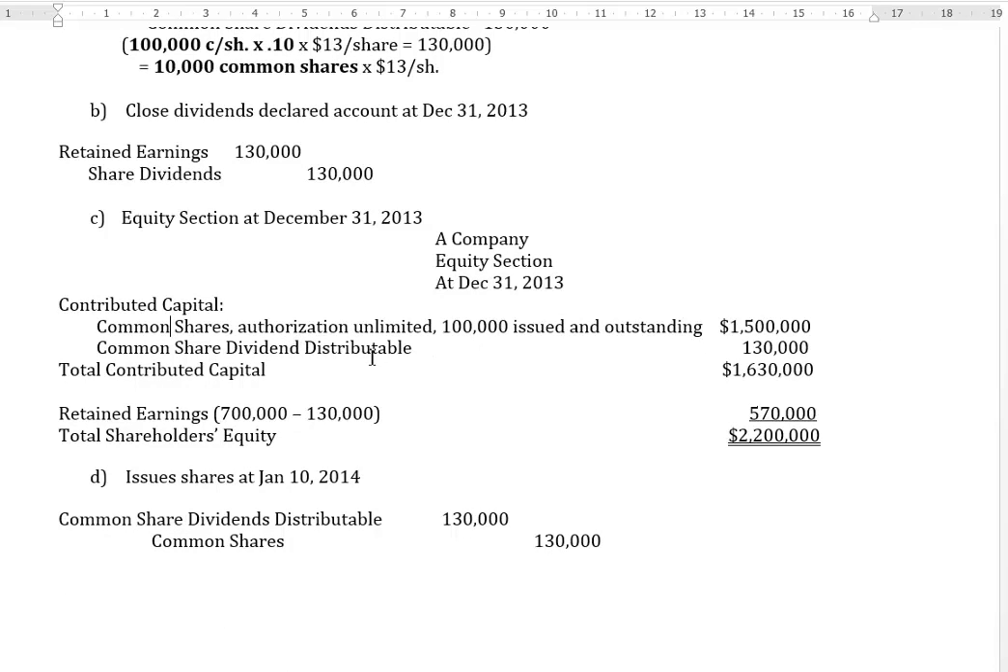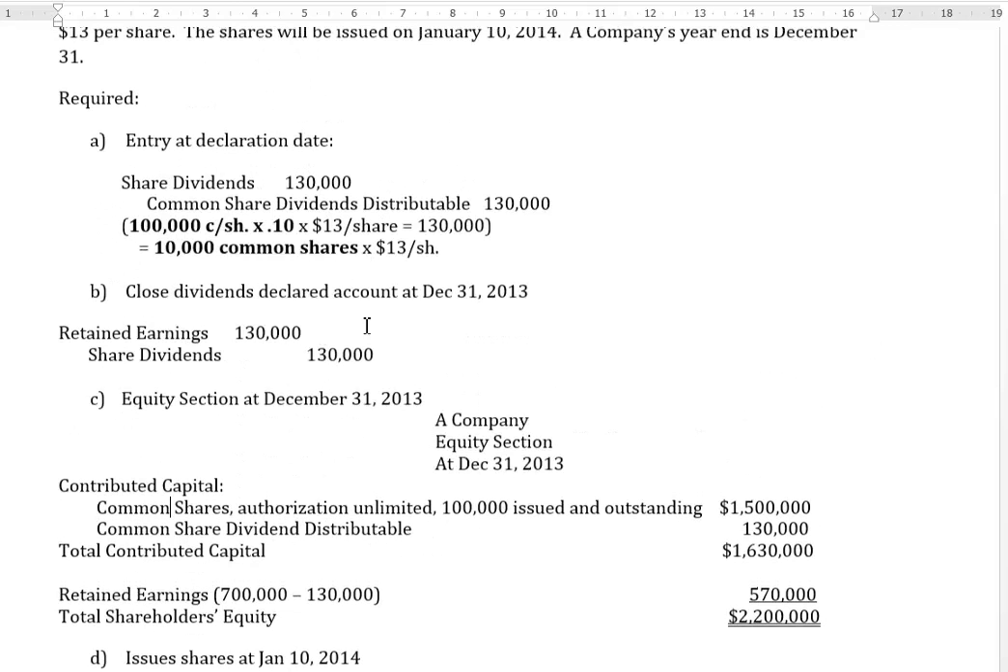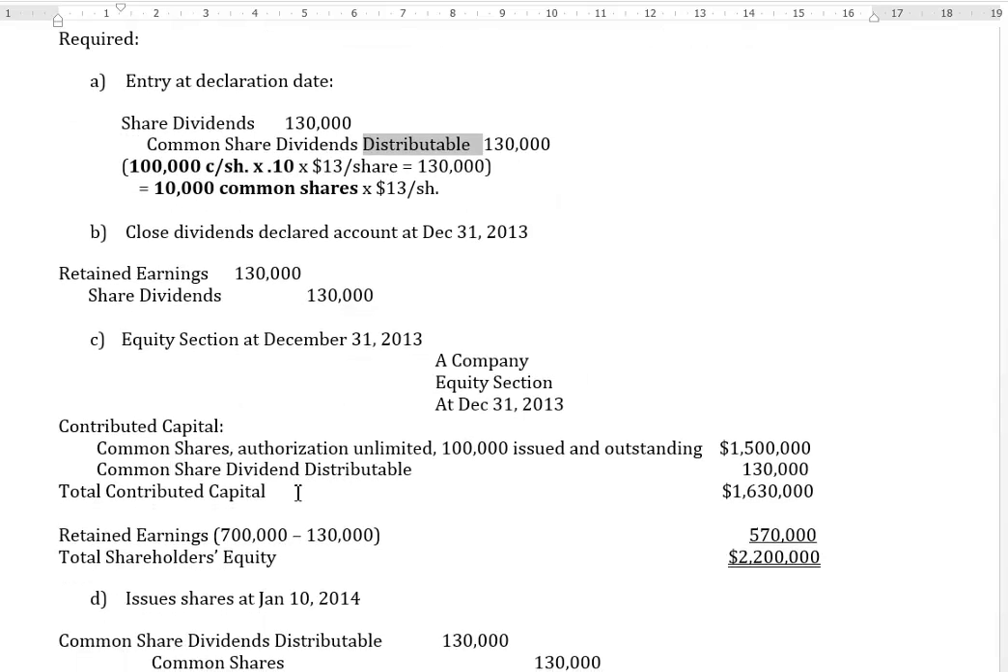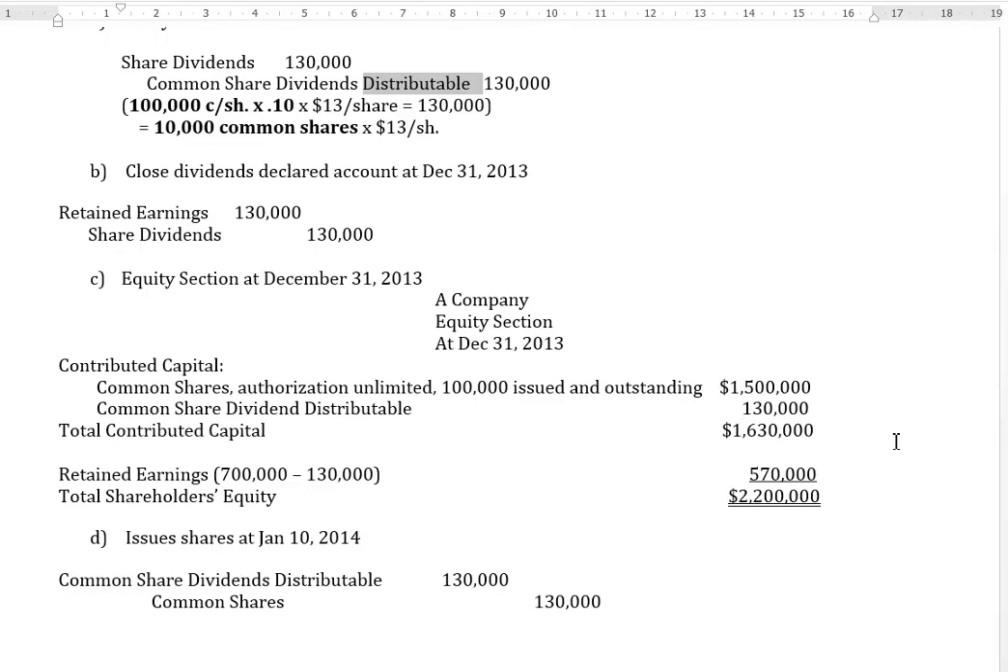We also have common share dividends distributable. That's the account we created here. So notice it's in the equity section. It's not a liability, and that's 130,000.